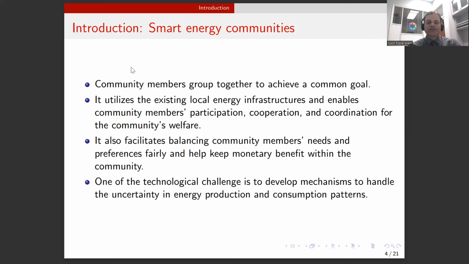However, one of the technological challenges is to develop mechanisms to handle the uncertainty in energy production and consumption patterns. As we know, renewable energy source production depends on the weather conditions and other factors. So developing mechanisms to handle the uncertainty in this production is a challenging and interesting problem.